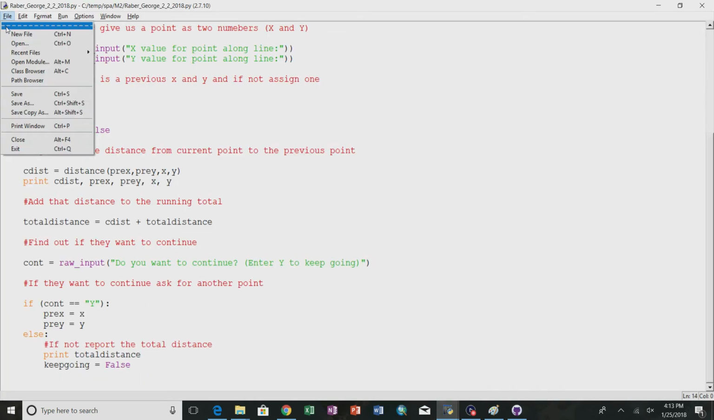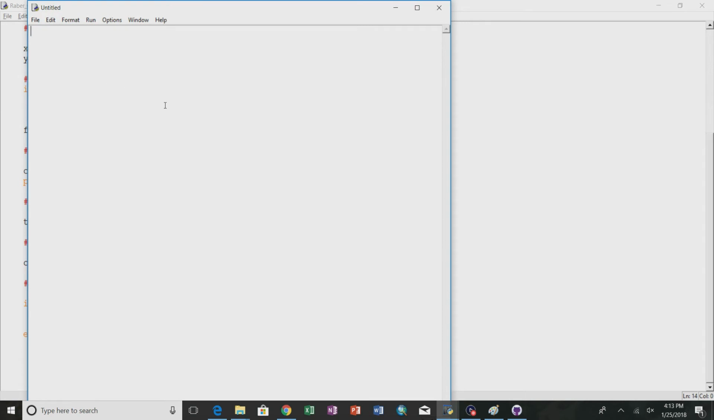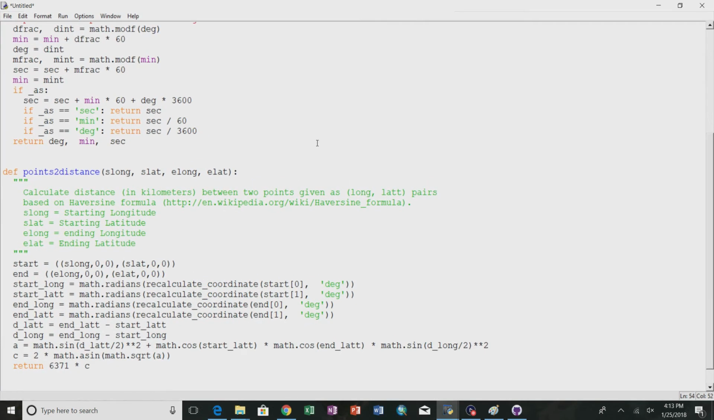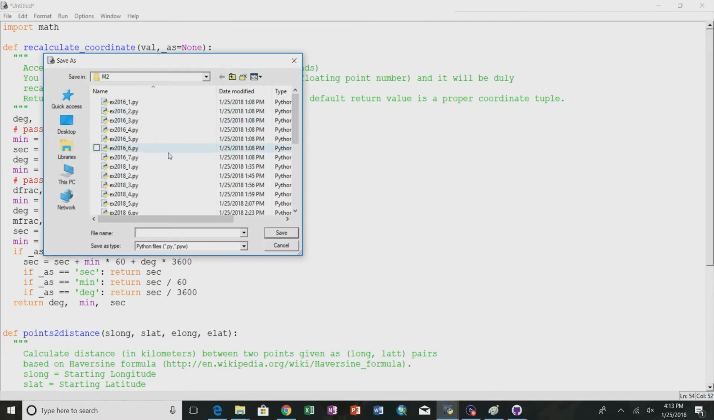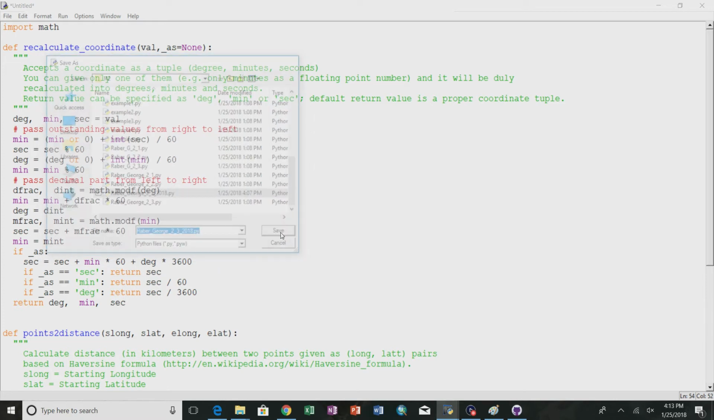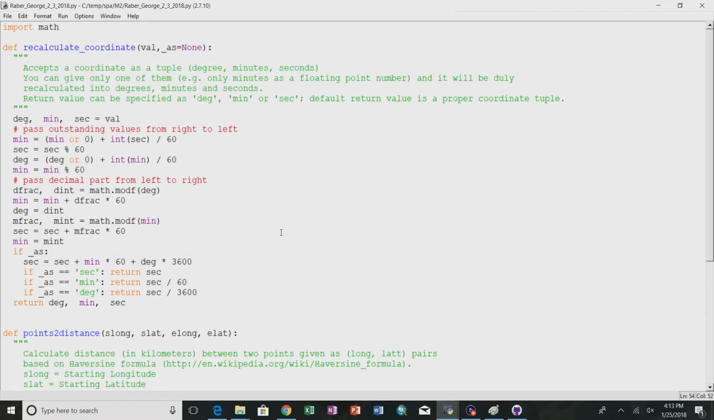So I'm going to say File, New File. I'm going to paste it all in there. Okay? And then when I go to save it as, I'm going to save this as Raber 2018, but I'm going to save this as 2_3. All right? And then I'm going to run this.